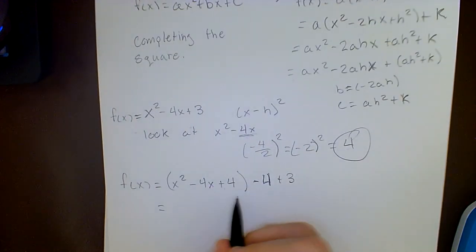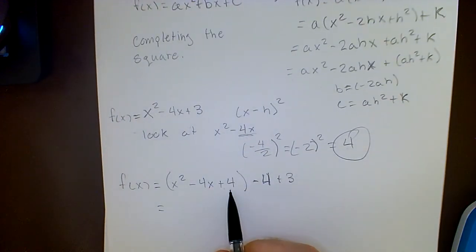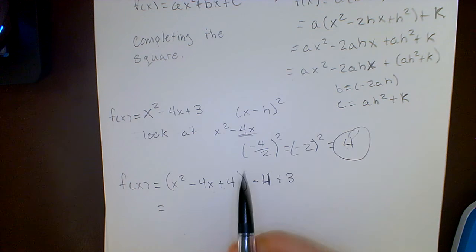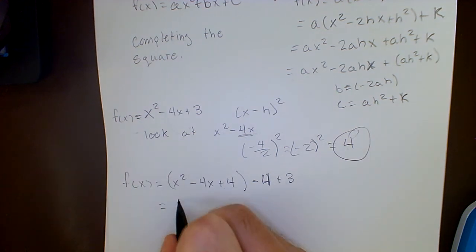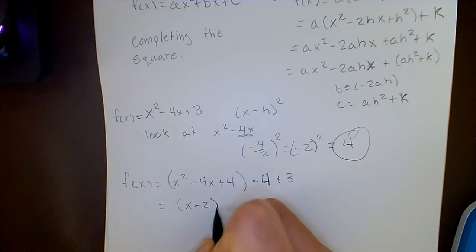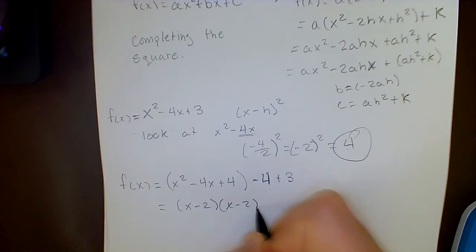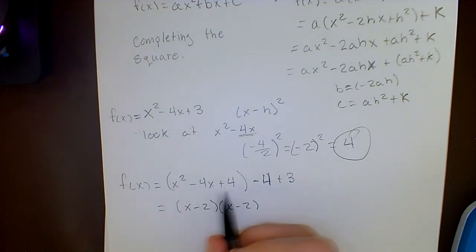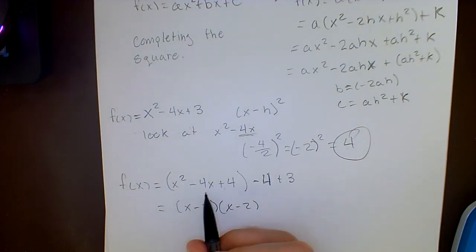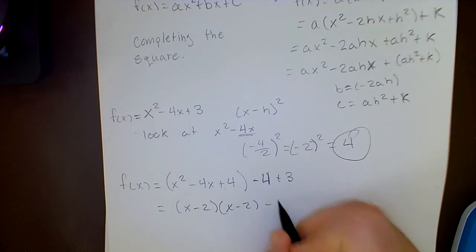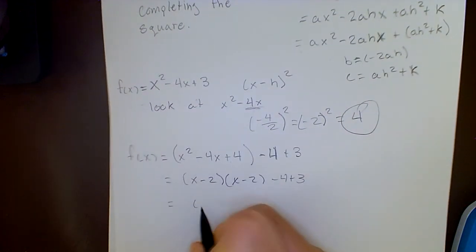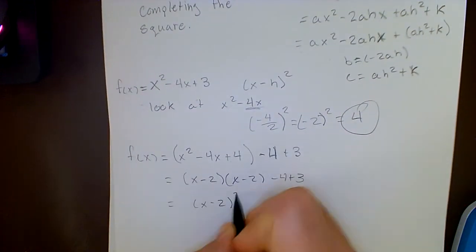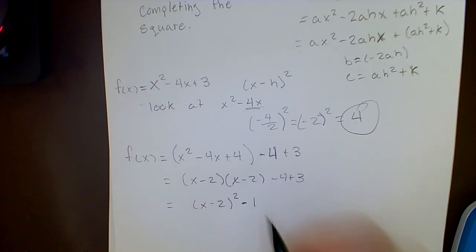So now we're going to factor this because it's a perfect square. Again, this works out because we made it work out. Two numbers that multiply to 4 and add up to negative 4. So x minus 2 and x minus 2 do the job. So that's factoring this quadratic right here. And now I still have this negative 4 plus 3 left over. So this is equal to x minus 2 squared minus 1.